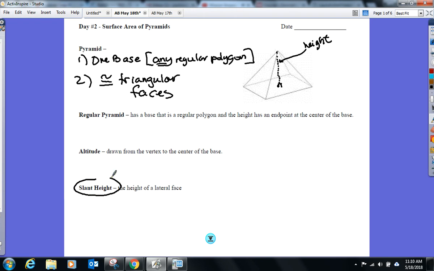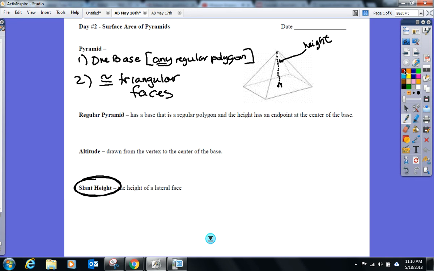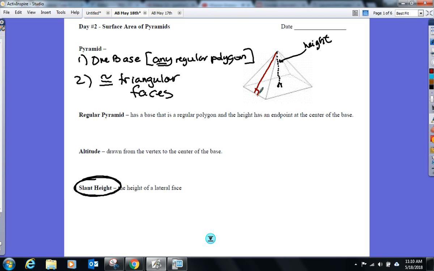What about this bad boy? Slant height. Everyone go to one of the triangular faces right now. The slant height is the height on one of those faces. Does everyone see the difference between your Mission Impossible height, which is inside the pyramid, versus your slant height, which is on one of these triangular faces? Okay? That is your slant height.